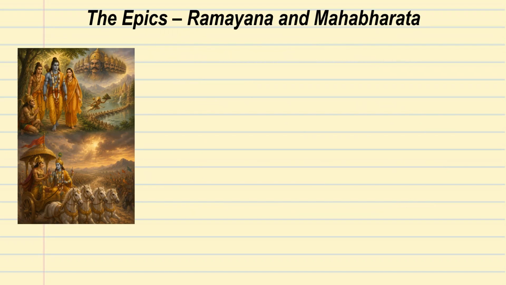Now we will discuss the epics Ramayana and Mahabharata. These are the two great epics in the Indian subcontinent, and they provide information about the political, social, and cultural life of the epic age. So what information do we get? Political, social, and cultural. These are the kinds of information available in the two epics Ramayana and Mahabharata.